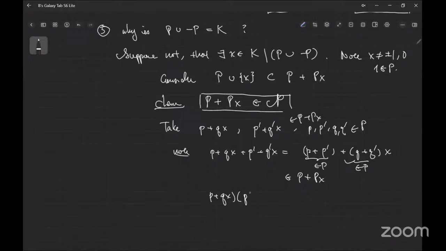What about the product? Well, let's take the product. This is PP prime plus PQ prime X plus QP prime X plus QQ prime X squared.